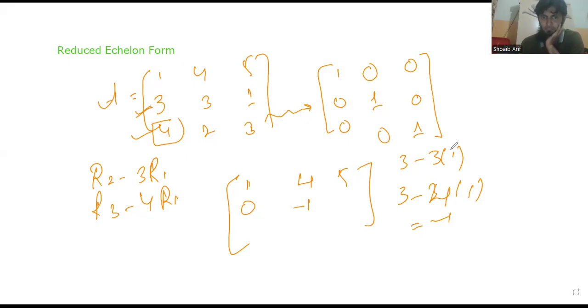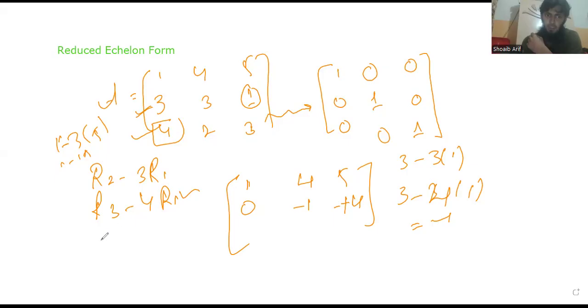So for 1, what will we do? 1 minus 3, in the place of R1 we will substitute 5. So 3 5s are 15, and 1 minus 15 is equal to minus 14. So we will substitute minus 14 in the place of this entry. Now we will apply a second operation for the third row.